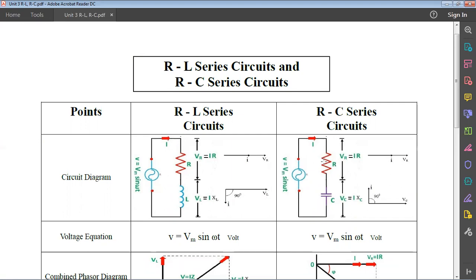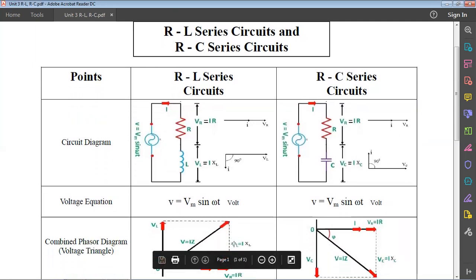In the RC series circuit, resistor and capacitor are connected in series. That series combination is connected across an AC source having voltage V equal to Vm sin omega t. Voltage across resistor Vr equal to I into R. Voltage across capacitor Vc equal to I into Xc. In case of R, in the individual phasor diagram, I is in phase with Vr. In case of capacitor, I leads Vc by 90 degrees. The voltage equation for these two circuits is the same, that is V equal to Vm sin omega t volt.